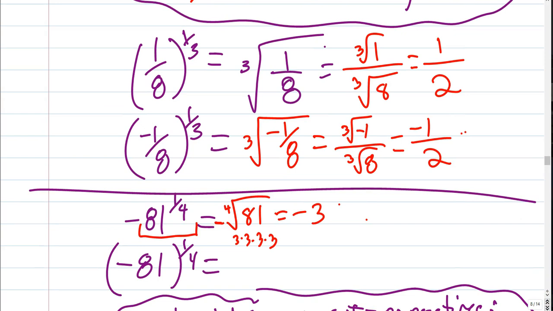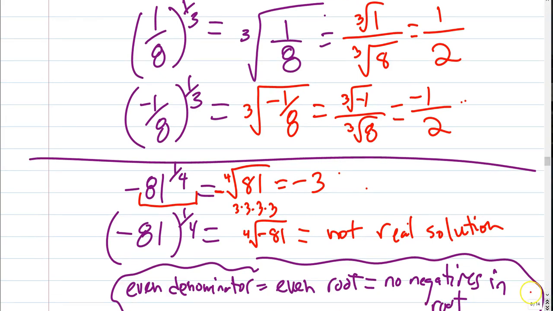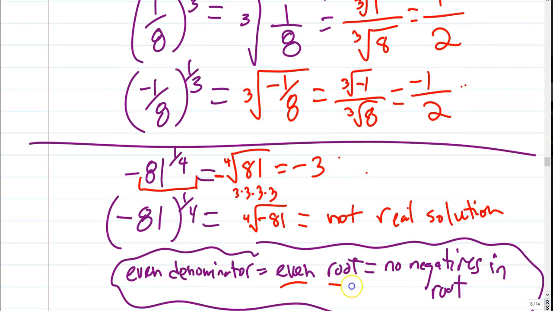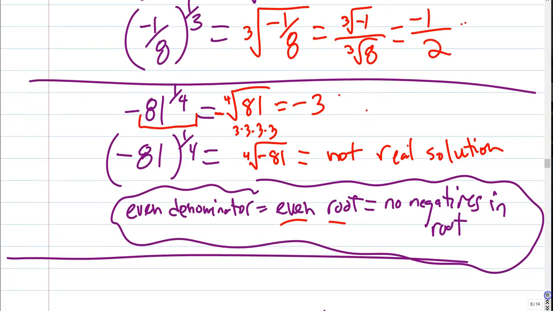On the next one, the negative 81 is inside the parentheses, so the fourth root of the negative stays with the 81. It was grouped with it. The parentheses trumps the exponent. It happens first, so it groups the negative in there. So what is the fourth root of a negative? Not a real solution. If I have an even denominator, that means I have an even root, which means I cannot have negatives in the root. I will not have a real solution that way. Let's keep going.